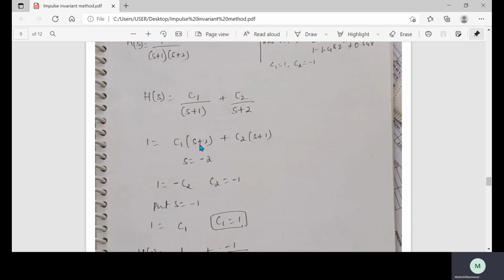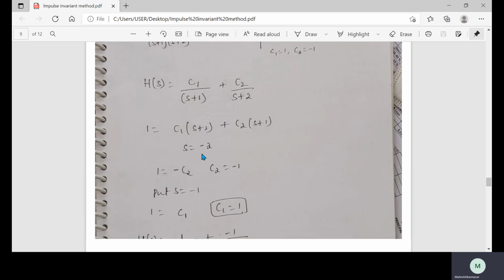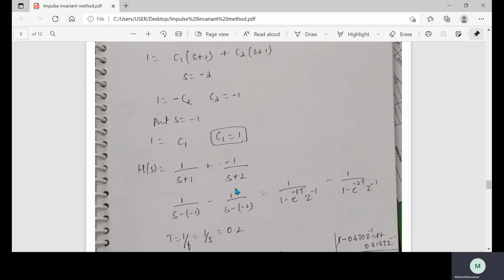So what will we be getting for C1 and C2? When you put S is equal to minus 2, you will be getting C2 because this complete term will become 0. And when you put S is equal to minus 1, this becomes 0 and you will be getting C1 value. So after that, substitute it. So after substituting, see that you will put it in the form of S minus Pi. Okay, you will be getting it in the form of S minus Pi.